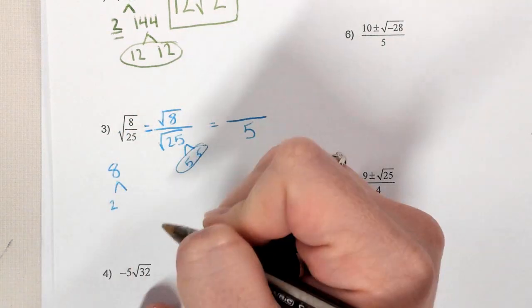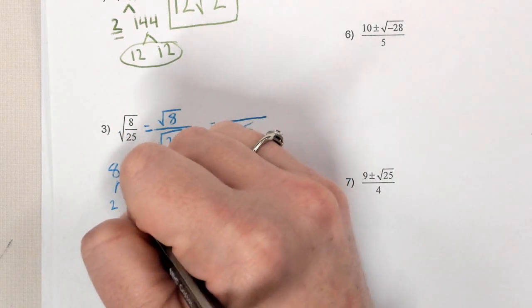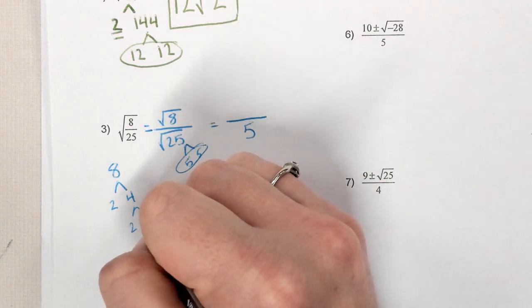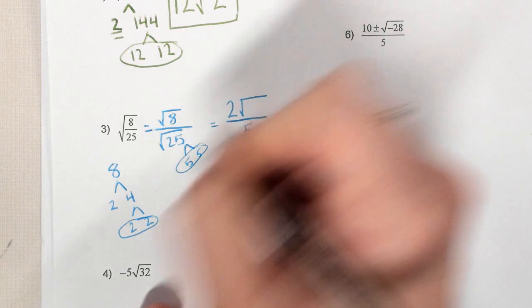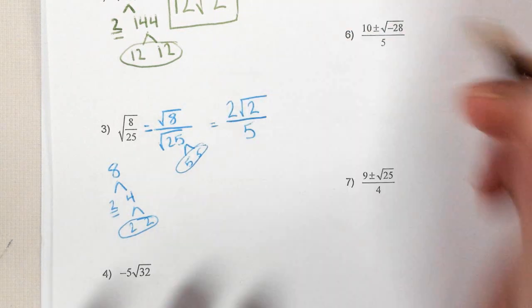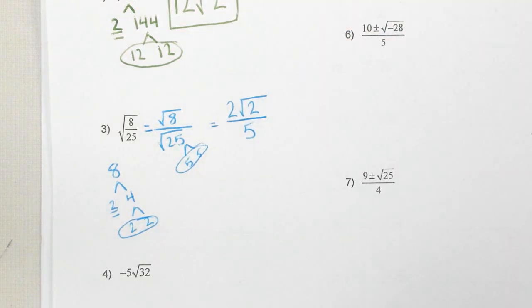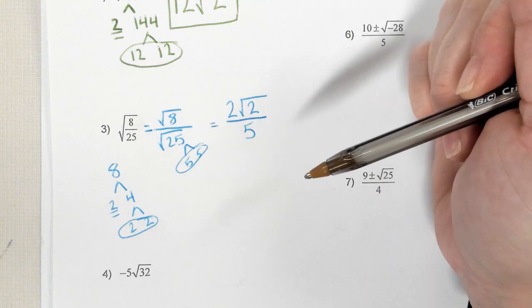2 goes into 8 how many times? 4. 2 goes into 4 2 times. So we have a pair of 2's that gets to come out, and we have a 2 left over that goes inside. So that would be our answer? Yes. Now, does 2 over 5 simplify?